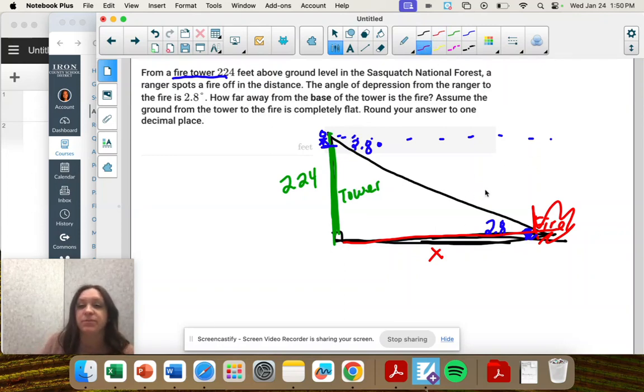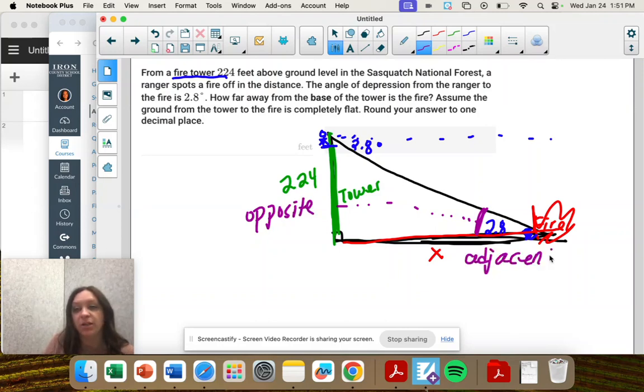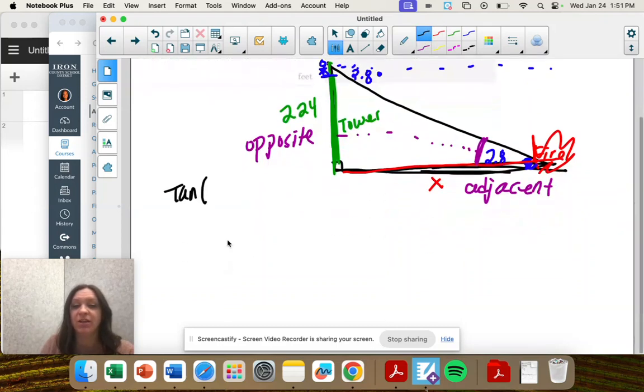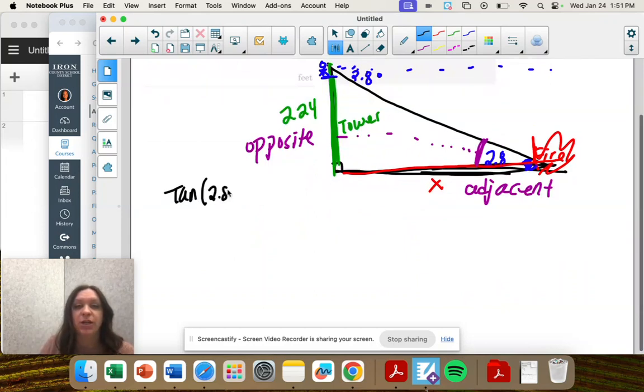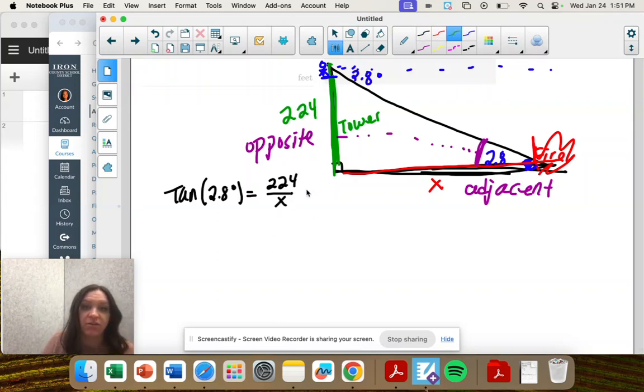And we're solving. So this is the same like our last one. This is from the first unit, but now it's a word problem. So we know the opposite side, and we're trying to find the adjacent. So are we going to use sine, cosine, or tangent? Tangent of our angle, which is 2.8 degrees, equals opposite over adjacent. And now we solve for x.